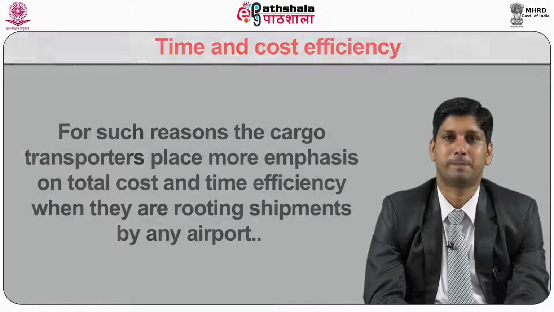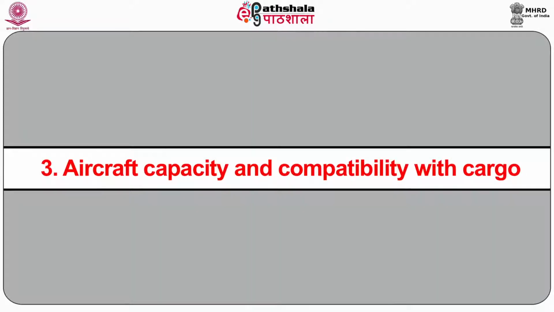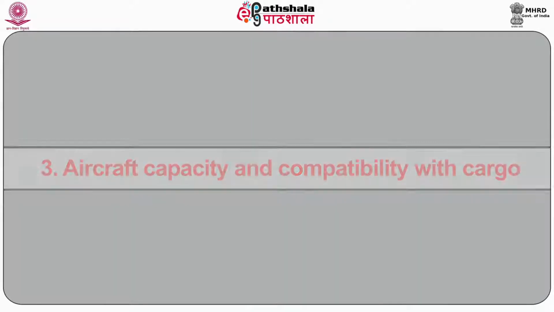The third one is aircraft capacity and compatibility with cargo. There are certain commodities which require a special type of aircraft for transfer from one place to another. Depending upon the commodity, that shipment will be restricted to certain aircraft types and may take extra time and cost for transportation. Such materials generally include dangerous goods, hazardous materials, live animals and other costly materials.